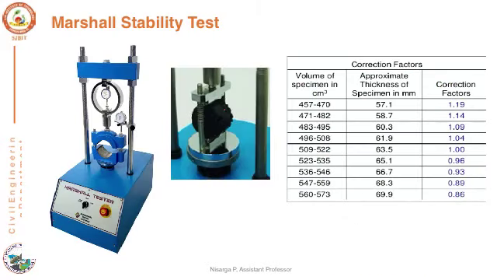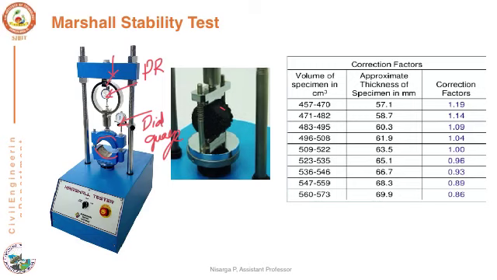So this is the crushing head, where the load is applied. To measure how much load is there, we have a proving ring attached to the loading frame, and you can see here this is the dial gauge. The dial gauge will measure the deformation of the specimen.